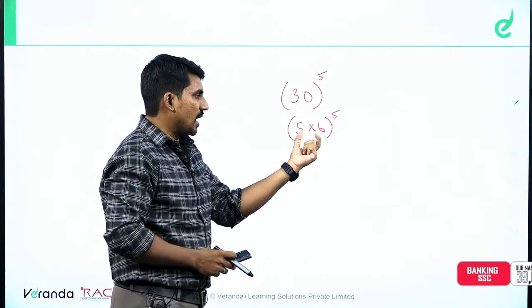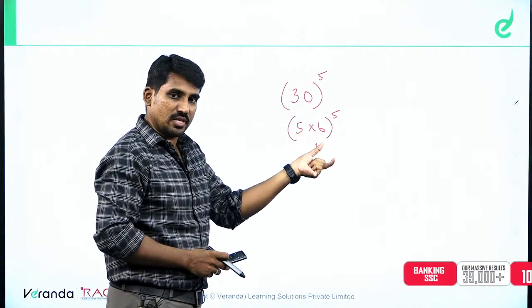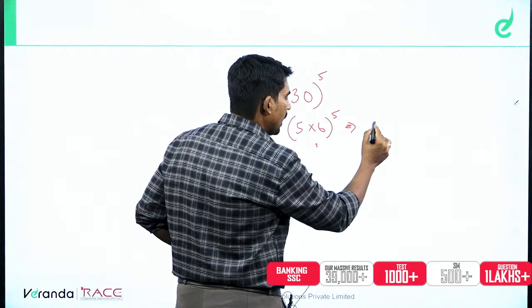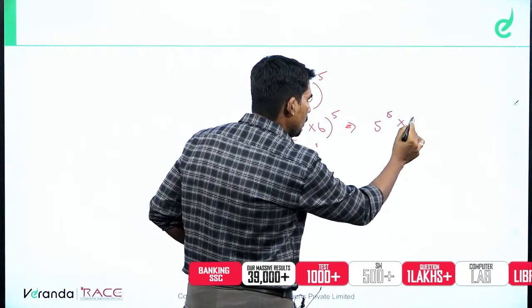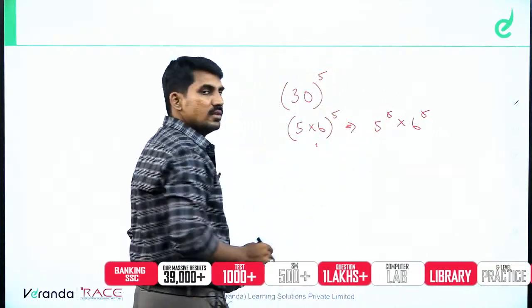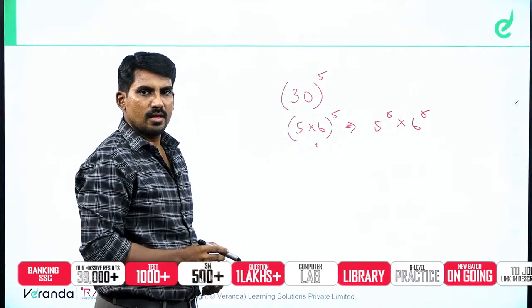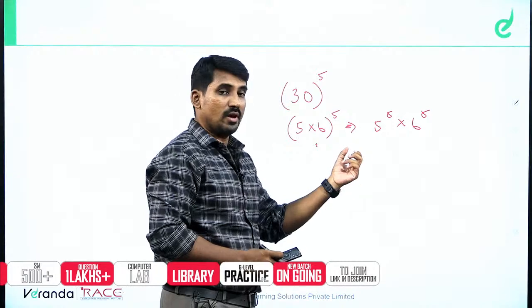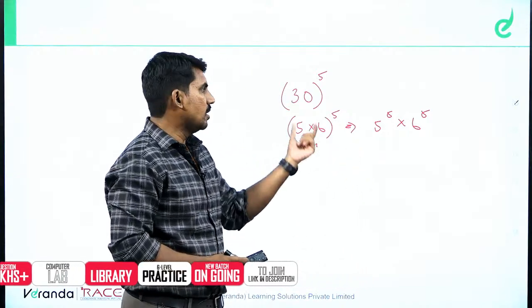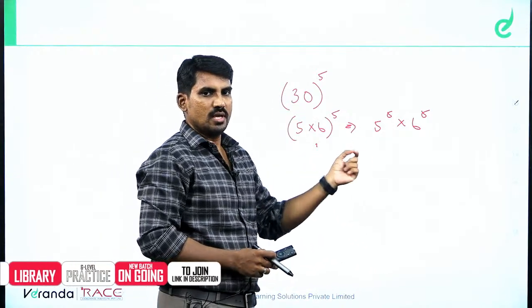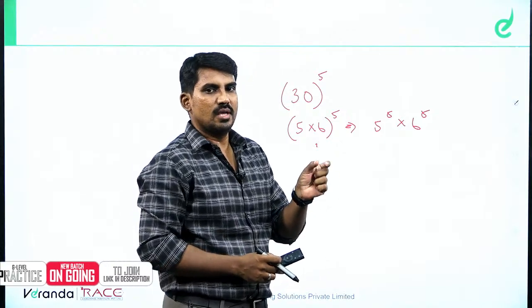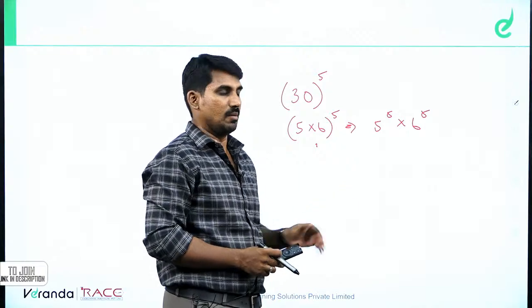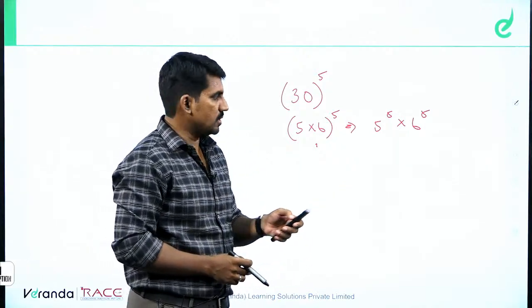Now inside the bracket, 5 into 6 is there, to the power 5. Therefore, from this, shall we write separately 5 power 5 into 6 power 5? Yes, we can write separately. Clear? Therefore, it is useful for cancellation in simplification. This is very useful. We can split the numbers, then apply the power to the individual numbers, if it is in a product.